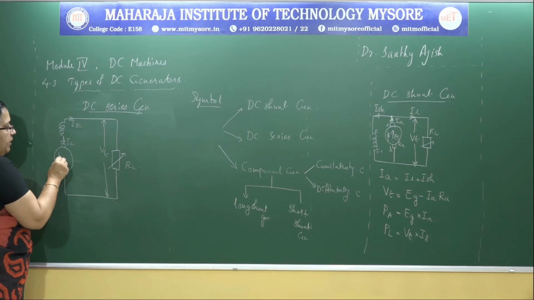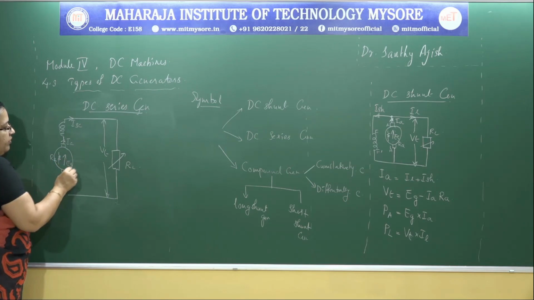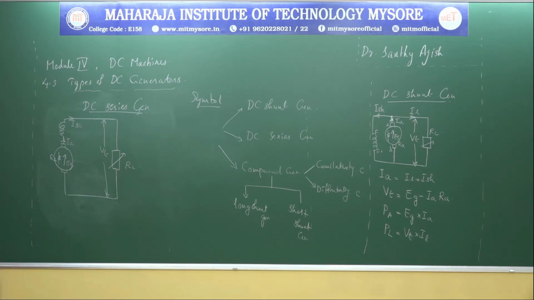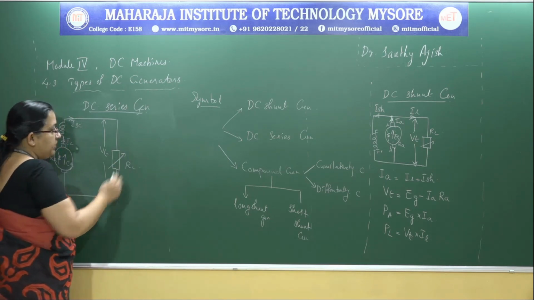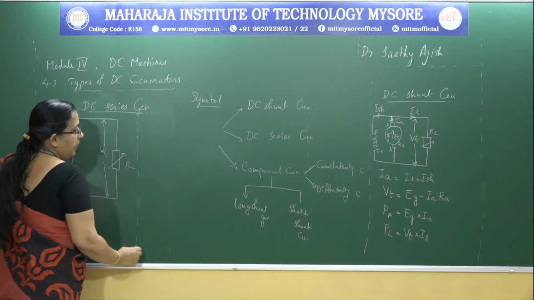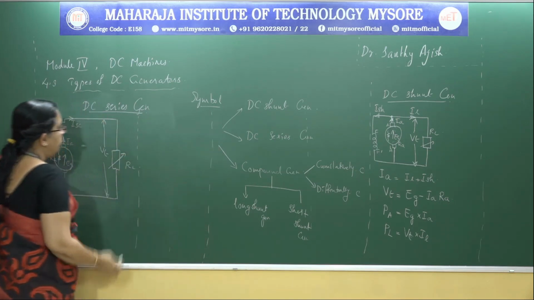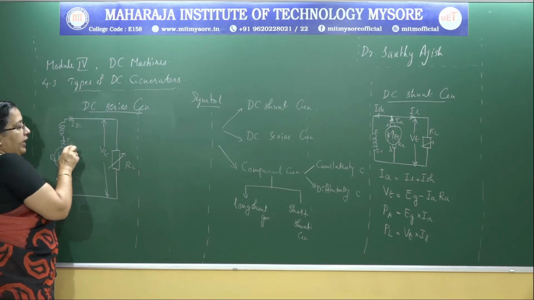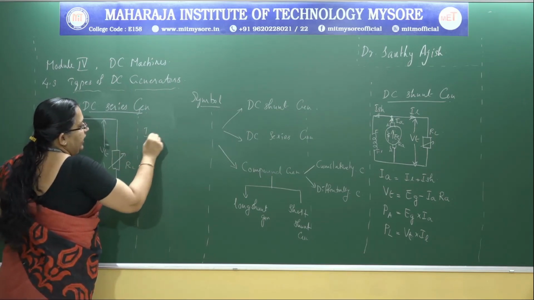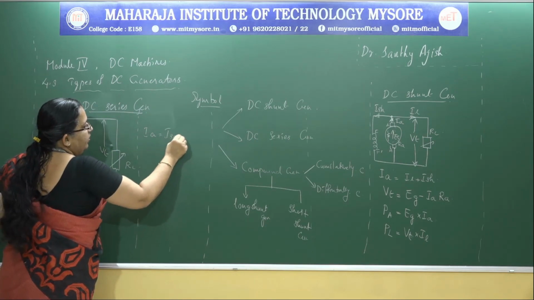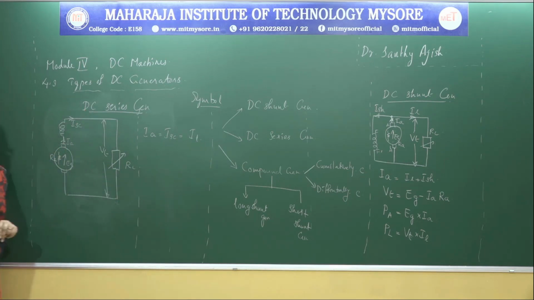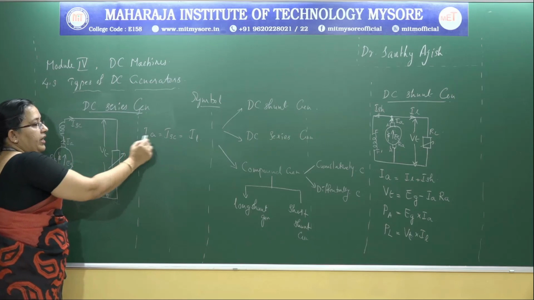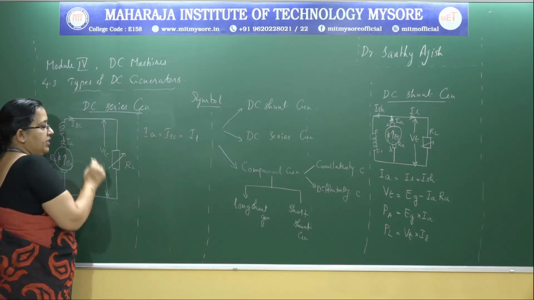So internally remember we have RA connected here, and this is the induced EMF or generated EMF EG. So now here we can write the equations as current IA. If I say current IA equals ISC equals IL. ISC is the series field current. So all are equal. IA equals ISC equals IL because it's a series connection.